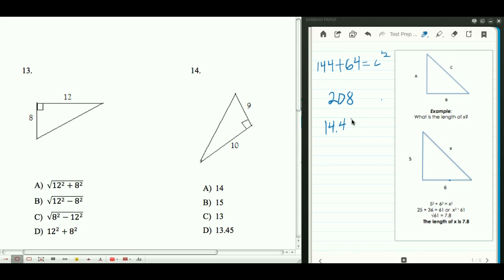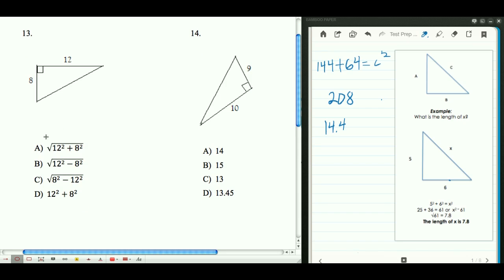Or 0.22, it kind of goes on forever. But let's see, what do we have for our answers? They don't give us a direct answer. So it's just going to be almost like a formula. So what number do we need to set up? Okay, well we have 144 plus 64 is equal to c squared. And remember, we're always trying to solve for that unknown side. So what looks like the closest thing to what we did? Well, we have 12 squared and 8 squared, but none of the answers look like 144 and 64.